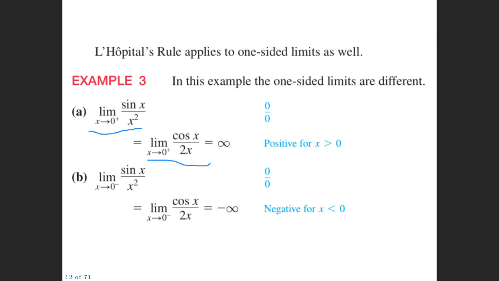That's not 0 divided by 0. That's 1 divided by 0. So we can't use L'Hopital's rule again. We need to consider this. Cos is always between minus 1 and 1. That's bounded. X gets closer and closer to 0, so 1 divided by x gets closer and closer to infinity. So are we going to plus infinity or minus infinity? And the answer is we're going to plus infinity because we have positive divided by positive. Cos x is positive, 2x is positive, so we're going to plus infinity.